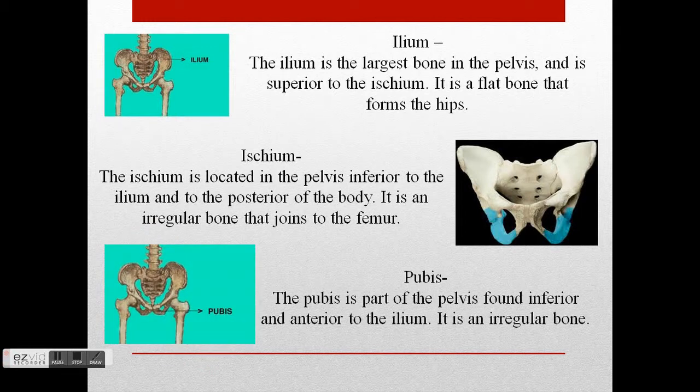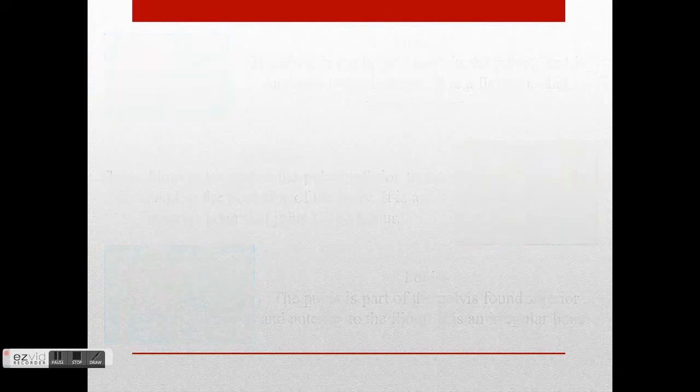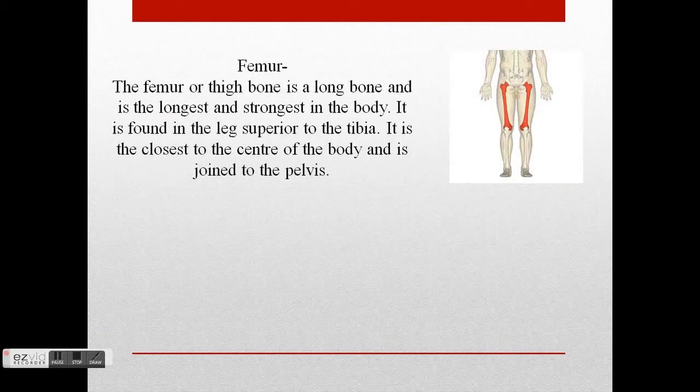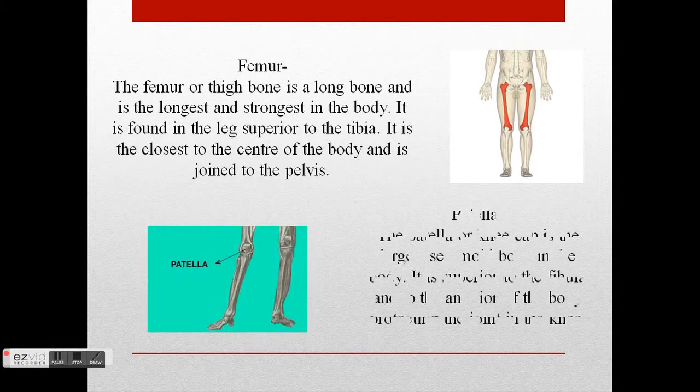The pubis is part of the pelvis and found inferior and anterior to the ilium. It is an irregular bone. The femur, or thigh bone, is a long bone and is the longest and strongest in the body. It is found in the leg, superior to the tibia. It is the closest to the center of the body and is joined to the pelvis.